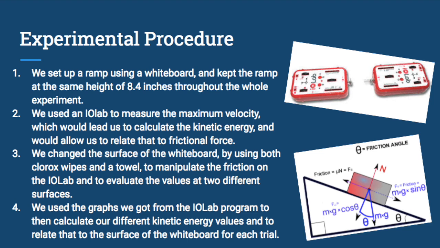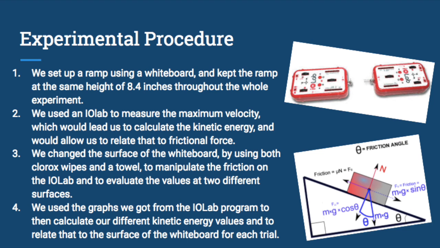First, we set up a ramp using a whiteboard and kept the ramp at the same height of 8.4 inches throughout the whole experiment to keep it consistent. Second, we used an IO lab to measure the maximum velocity, which would lead us to calculate the kinetic energy and would allow us to relate kinetic energy to that frictional force.